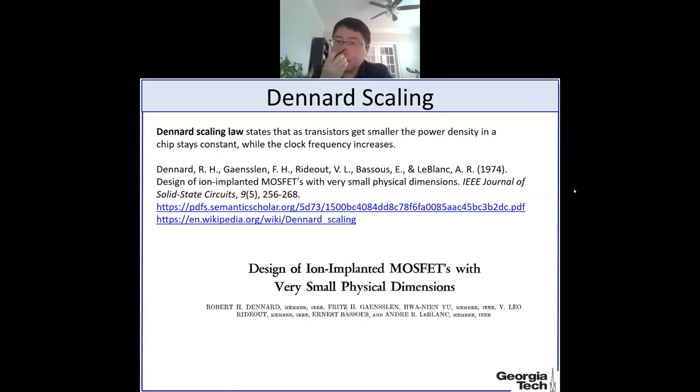We're going to discuss the Dennard scaling law in more detail today, because it talks about circuit performance, like the power density and the clock frequency.